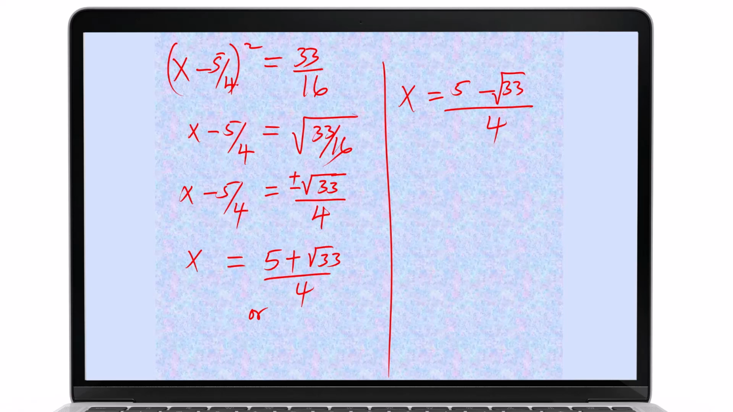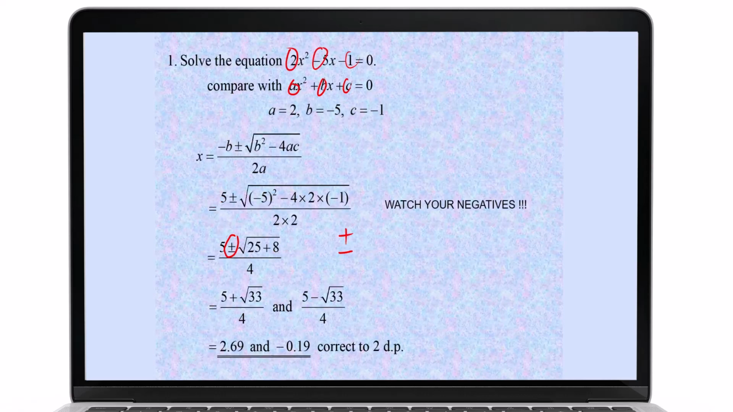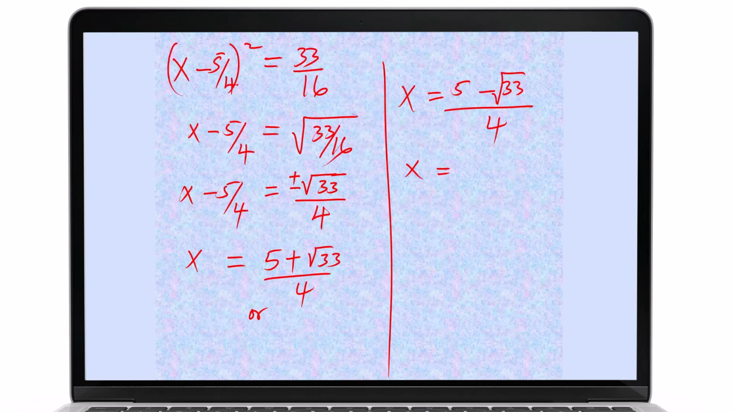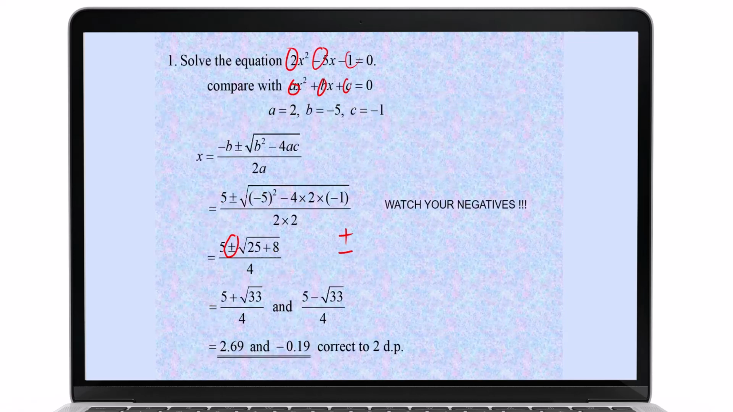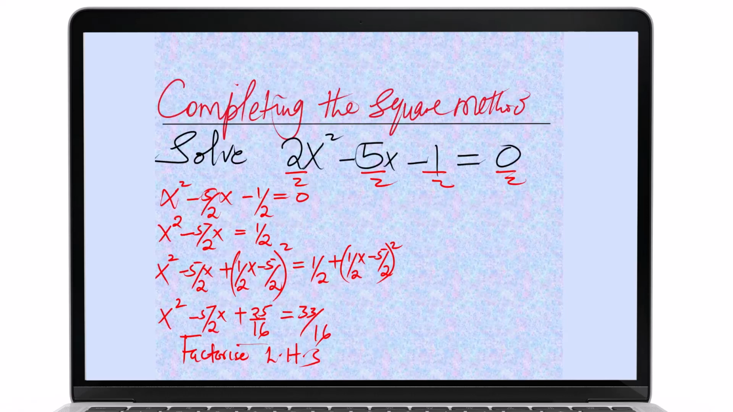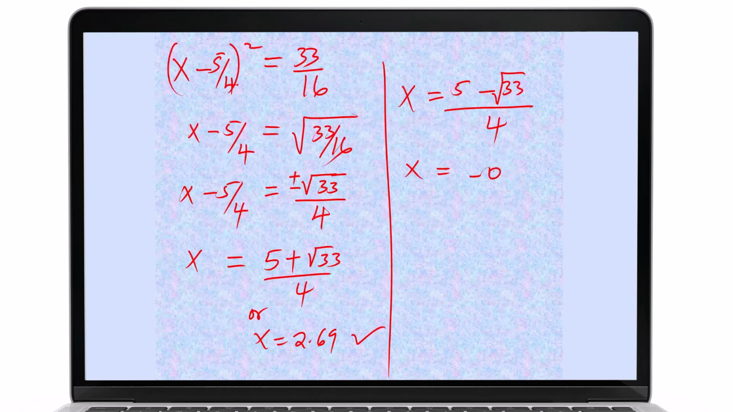So that is simply how you're supposed to do it. And when you work it out, you realize you get the same solutions as you got here using the quadratic formula. So the first one will be 2.69. So x will be 2.69. And also the other one will still be the same, negative 0.19. So that is how you're supposed to solve a quadratic equation using the 4 methods.